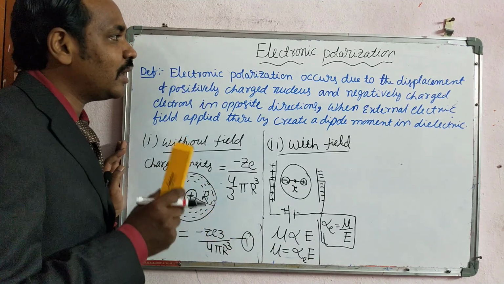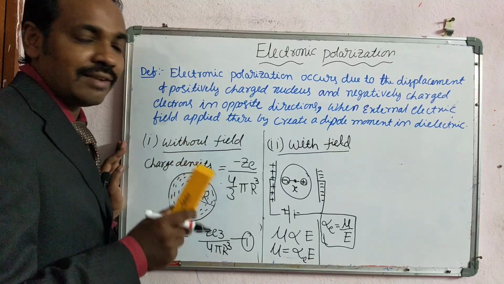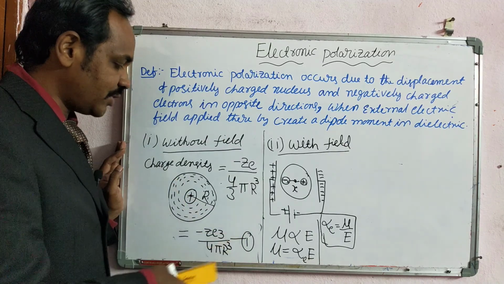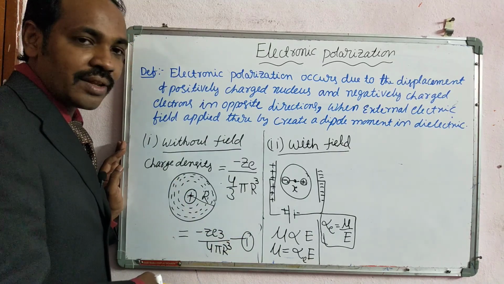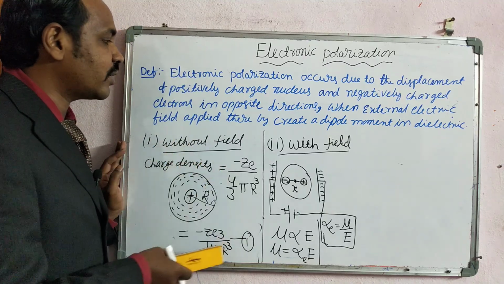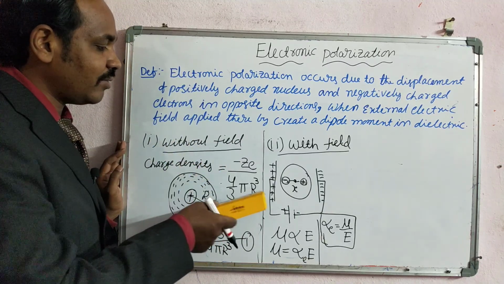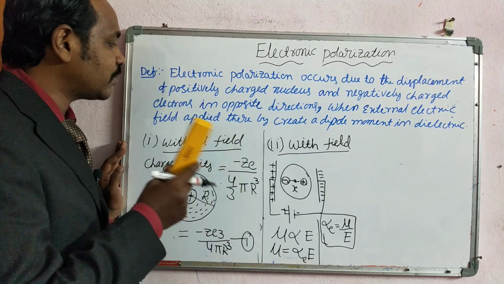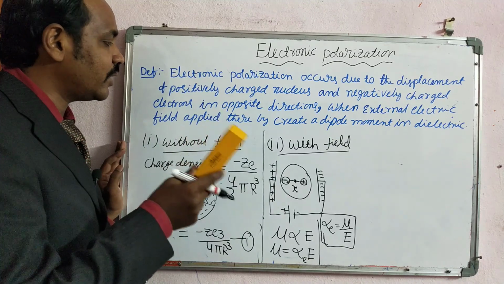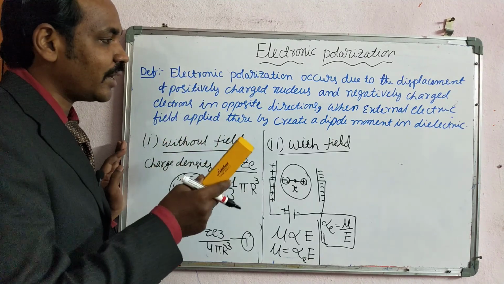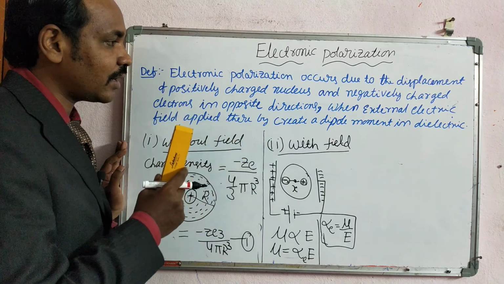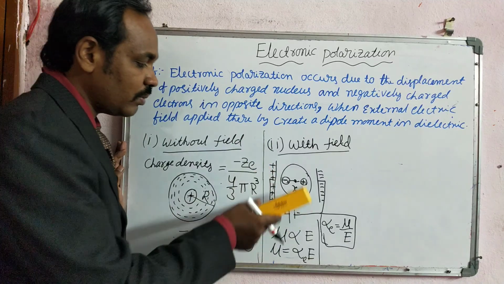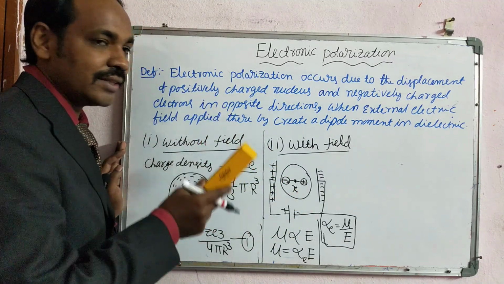In that, the electronic polarization definition is very important. I have given you this definition and I will go for the derivation for electronic polarizability. There is no need to memorize it by heart, I will take it out from the figure. So electronic polarization occurs due to the displacement of positively charged nucleus and negatively charged electrons in opposite directions when an external electric field is applied, thereby creating dipole moments.